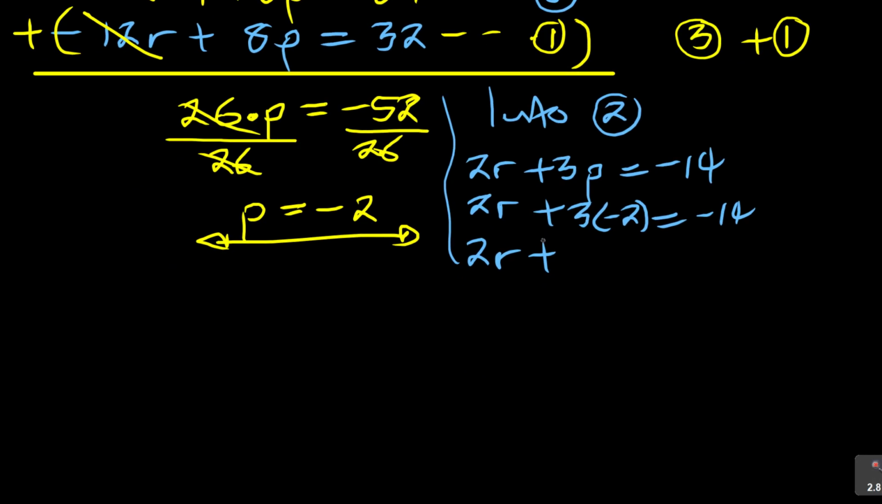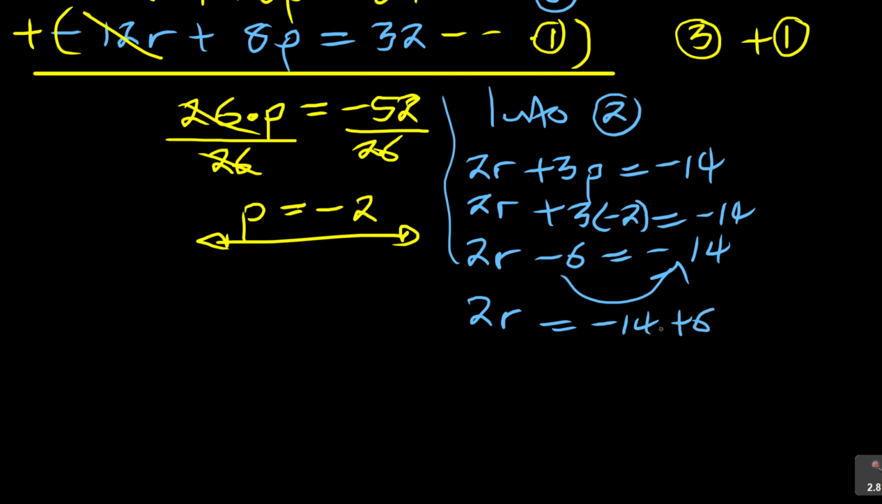So it's 2r plus, let's continue there, and then what is it? It's negative 6. So I can actually remove this positive, it does not have a power. It's minus 6 is equal to minus 14. So take it to the other side. It's 2r is equal to negative 14 plus 6. So 2r is equal to, if you add this, minus 14 plus 6 will give you negative 8. You divide by 2, you divide by 2, and then you get your r is equal to negative 4.